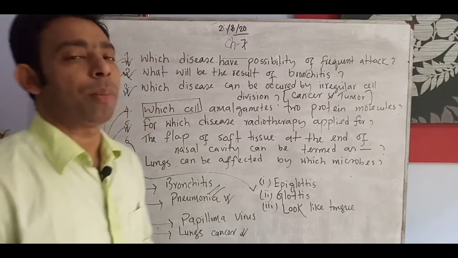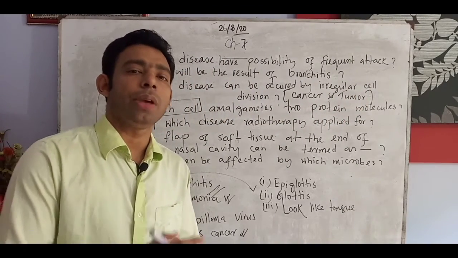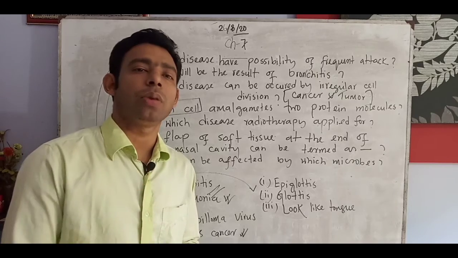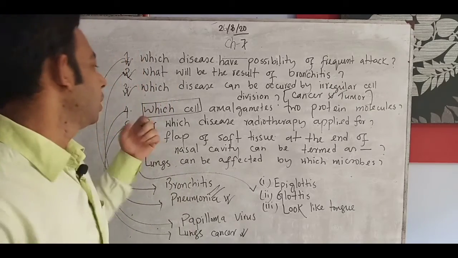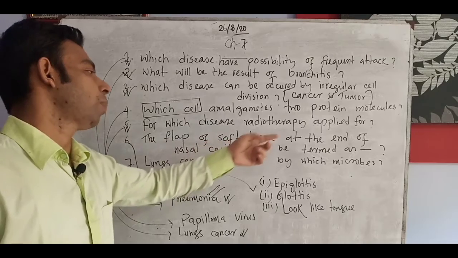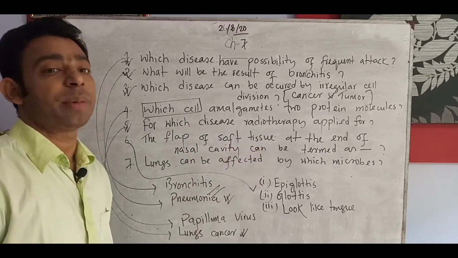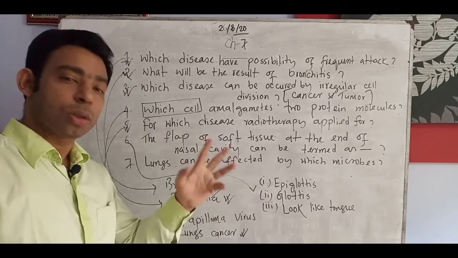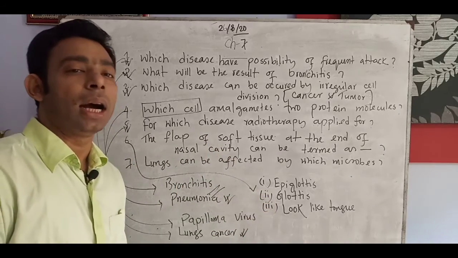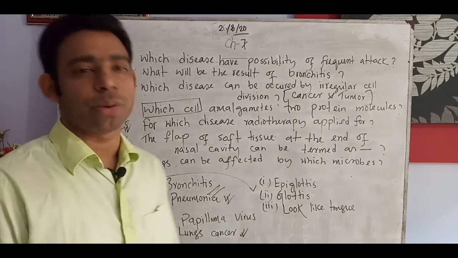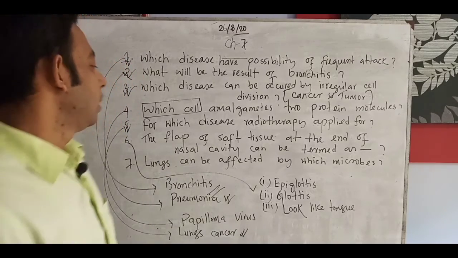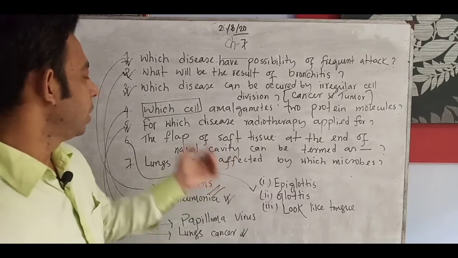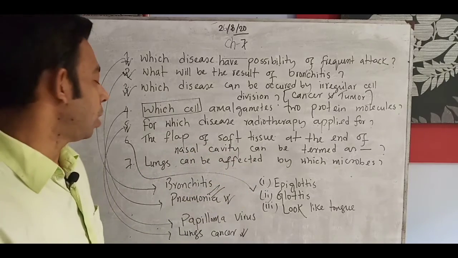When you open your mouth, you will see the nasal passages connecting, and at the end of that, a flap of soft tissue is found in the nasal cavity, termed as epiglottis. We have seen glottis also termed as a small tongue-like structure at the end of that flap of soft tissue. So this is very important.